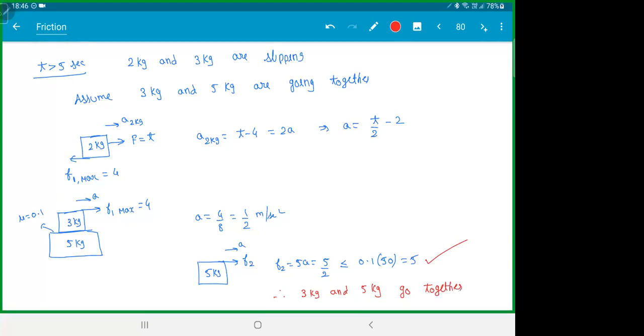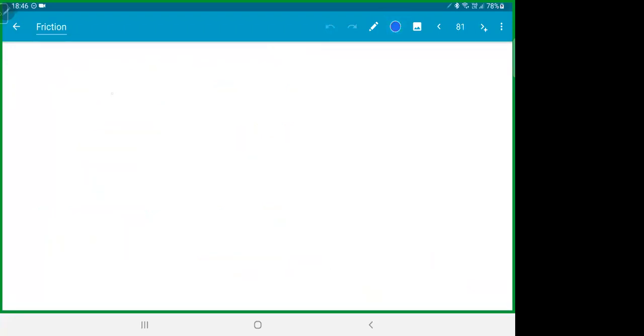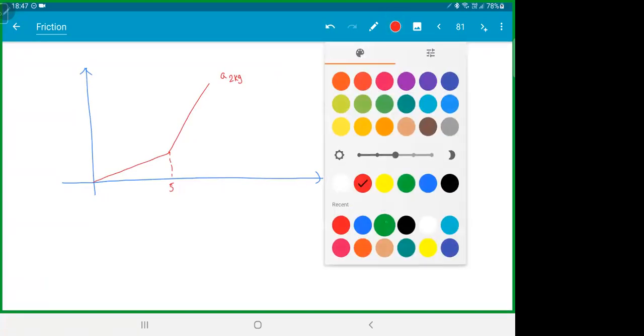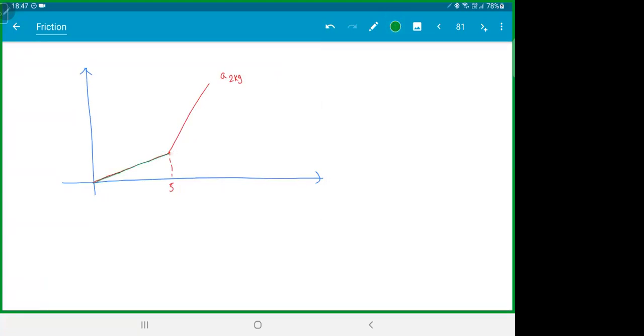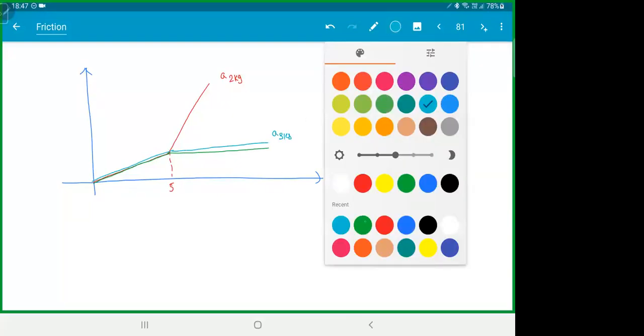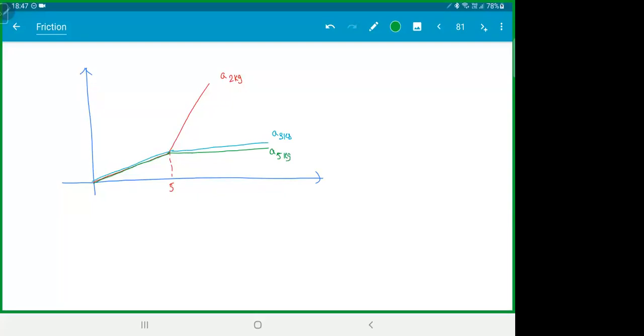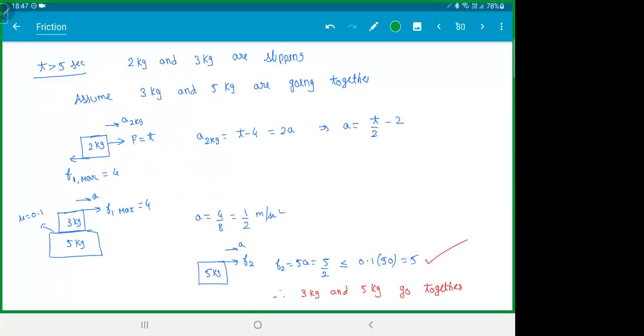Suppose if this also slips, so again we have to draw an FBD for 3 and 5 separately and do it. So I'll go back. I'll just show the final diagram. So if you try to plot the accelerations, initially all will go together up to 5 seconds. This will be the 2 kg guy. Luckily, we got a good answer here. Whereas these guys will become constant here. These guys also become constant here. Acceleration of 3 kg and acceleration of 5 kg. That also could have got messed up actually. Please check the steps.